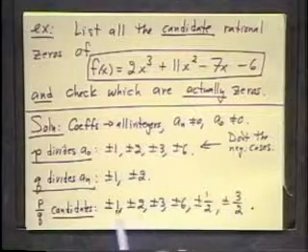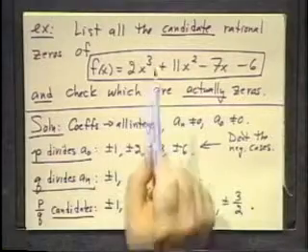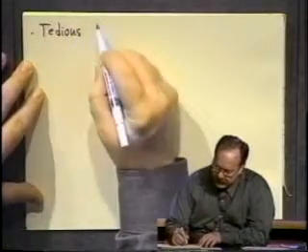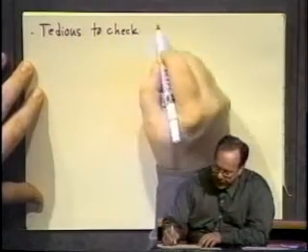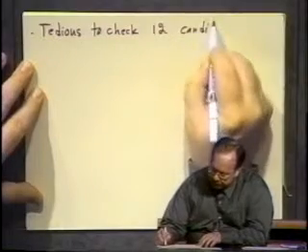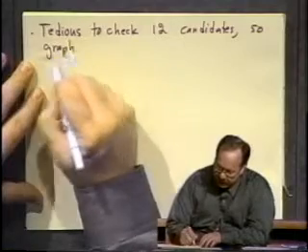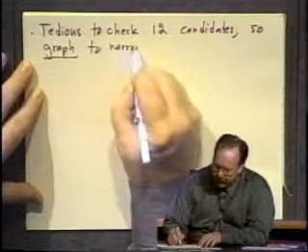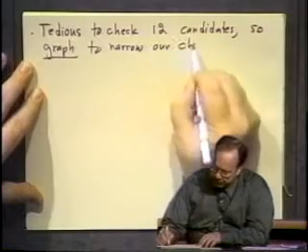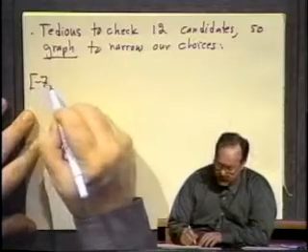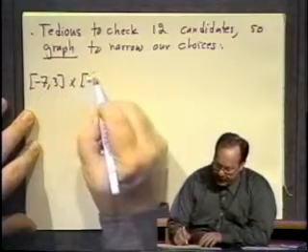It would be very tedious to try and substitute every one of these into the original expression. So I'm going to use what other information I know to help me reduce the tedium. So it's tedious to check 12 candidates. So we graph the function to help narrow our choices. Now if you graph this, this is the window I use, minus 7, 3 by minus 10, 70.